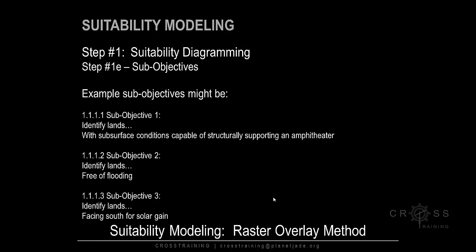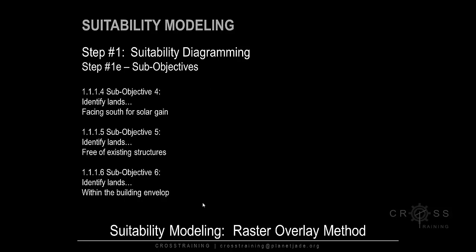So an example of some subobjectives might be for our amphitheater, that is identify lands with subsurface conditions capable of structurally supporting an amphitheater. Identify lands free of flooding, of course. Subobjective 3, identify lands free of vegetation. Subobjective 4, identify lands facing south for solar gain. Subobjective 5, identify lands free of existing structures.